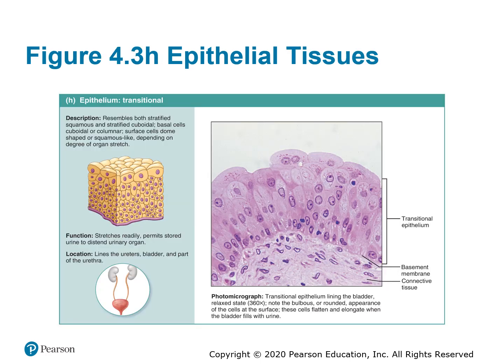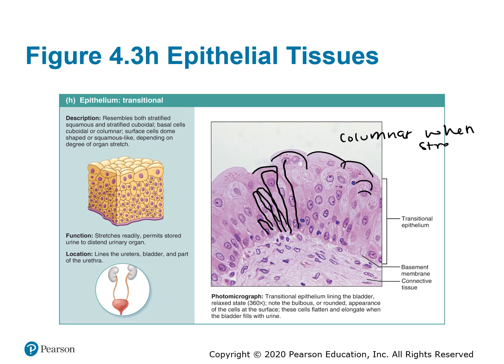This is just an image of that epithelial tissue. So that transitional epithelial tissue. So these have that kind of dome-like top to them. And they do look kind of stratified. You can see that there's many of them kind of all throughout here. So they do kind of have some of that stratified look to them, but they are stratified columnar when stretched, and squamous when flat. Okay?